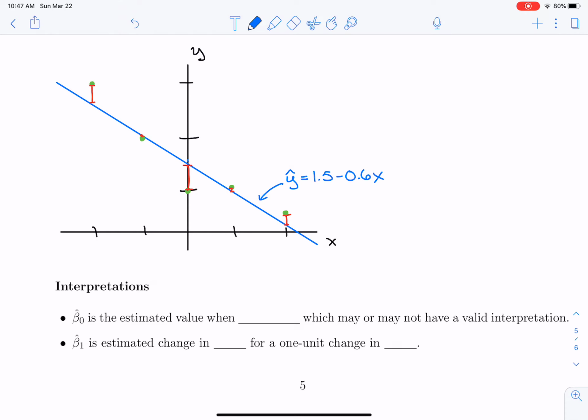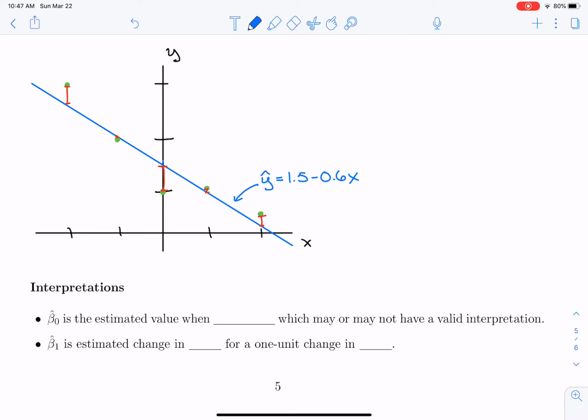So let's talk about interpretations of intercept and slope. Beta 0 is the estimated value when x is equal to 0. So if the line looks like y hat equals beta 0 hat plus beta 1 hat x, then if we plug in x equals 0, we just get y equals beta 0. So this is like having the initial value of y. And sometimes that has a valid interpretation and sometimes it doesn't.